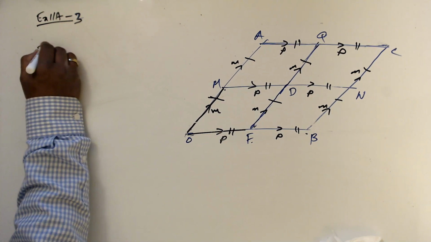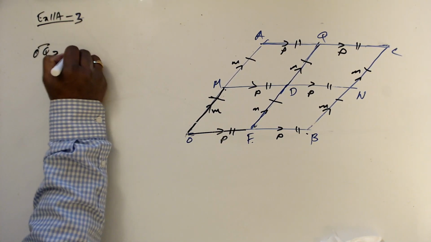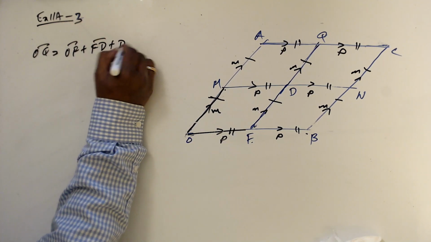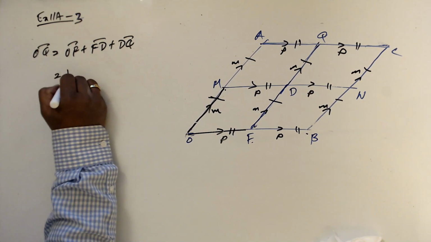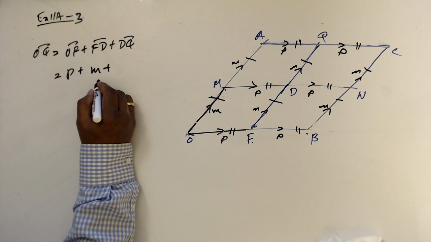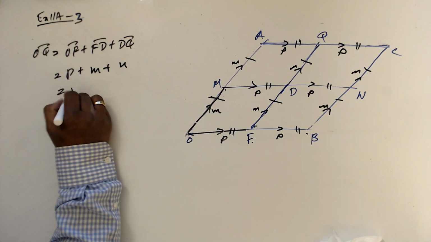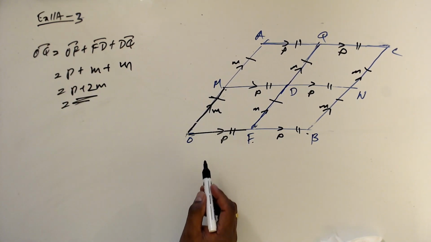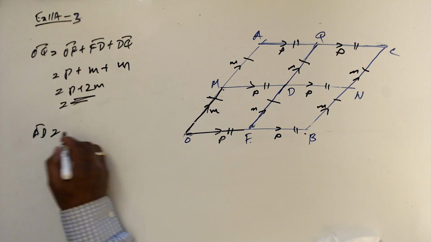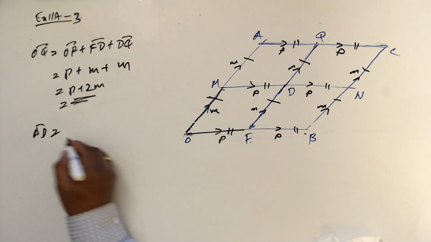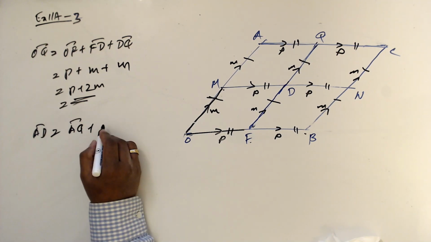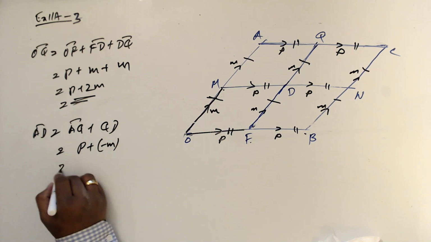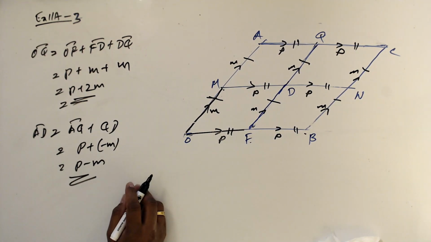Next one is OQ. OQ means OF plus FD plus DQ. You can find other routes; I'm not going to write that. M plus M, so P plus 2M. AD equal, you can come this way or this route. So AD equal AQ plus QD. AQ is P and QD is minus M. So P minus M.